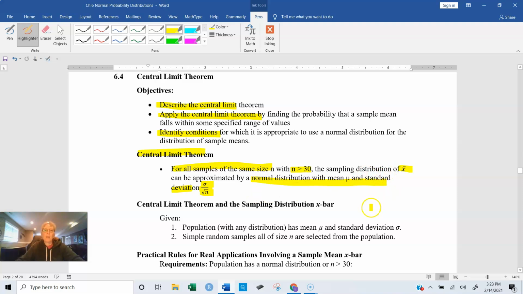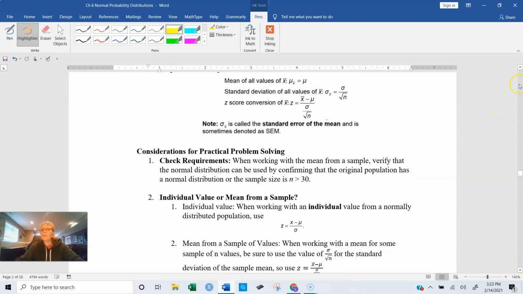This is how I find our mean. So it's a little new formula. It's not too bad. Let's go back up here.